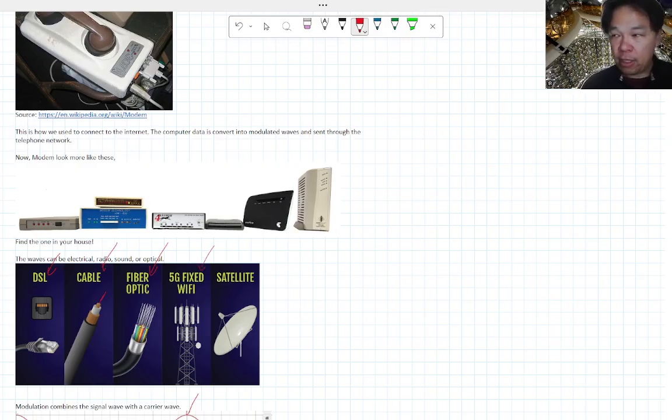But if you're using a cell phone, or in my case a Wi-Fi signal here, Wi-Fi and cell phones use wireless transmission, but that also requires modulation and demodulation, and even more because it's being sent through the airwaves. We're going to see why that's the case. If you're communicating with a satellite, you also need modulation and demodulation, and we're going to see why.